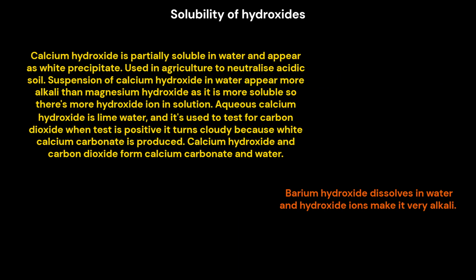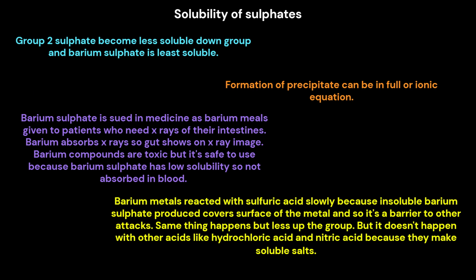Calcium hydroxide is partially soluble in water and appears as a white precipitate. Solubility of sulfates. Group 2 sulfates become less soluble down the group, and barium sulfate is the least soluble. Formation of the precipitate can be shown in a full or ionic equation.